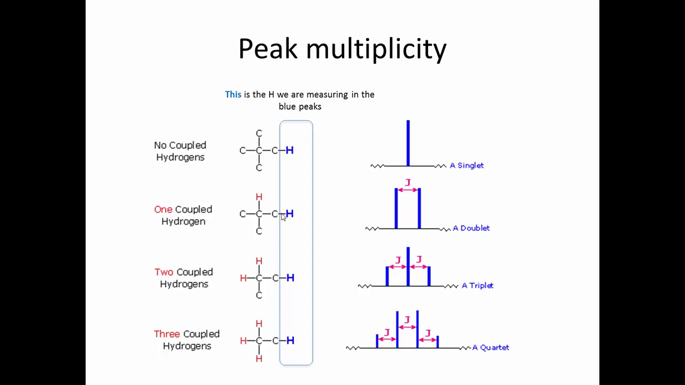So here we are measuring this blue hydrogen here. If we have no coupled hydrogen, we only see 1 peak. We have 1 coupled hydrogen, this red hydrogen here, we have 2 peaks. 2 coupled hydrogens, 3 peaks. 3 coupled hydrogens, 4 peaks.